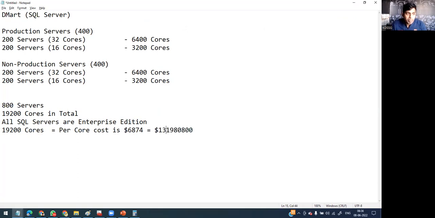So your company has to spend, oh damn it, it's a lot. And this cost will be per year. Yes, this cost will be per year. How much is it, sir? 13 crores, 90 lakhs, 80,800. Perfect.